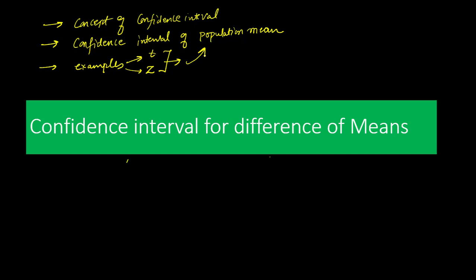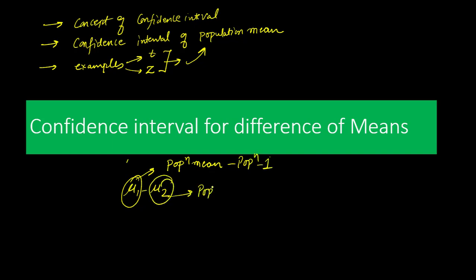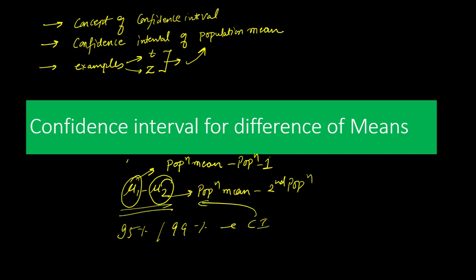Now, what does it mean? It means that we have to calculate the confidence interval for mu1 minus mu2, where mu1 is the population mean of the first population, population 1, and mu2 is the population mean of the second population. So we have to calculate either the 95% or 99% confidence interval for mu1 minus mu2.